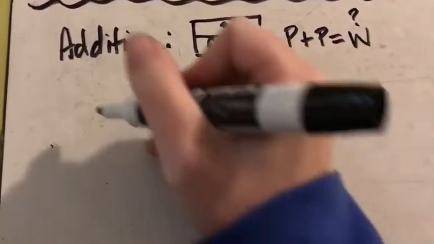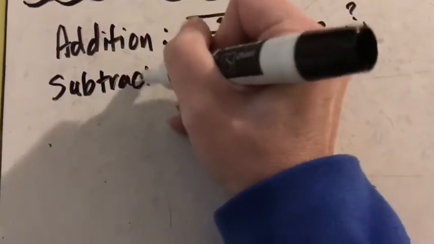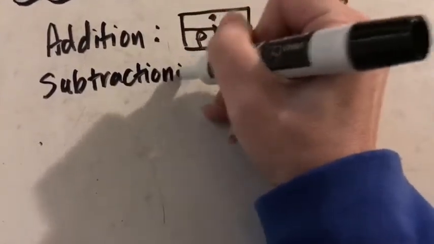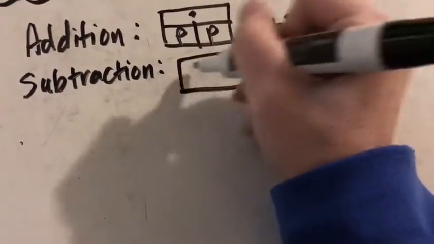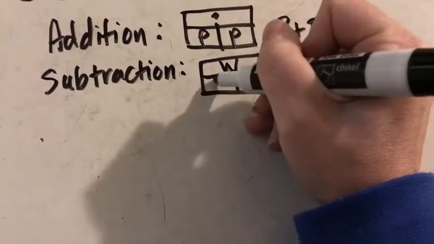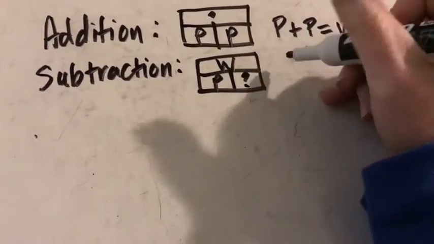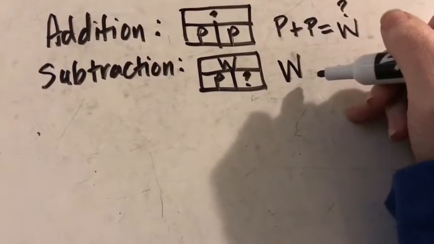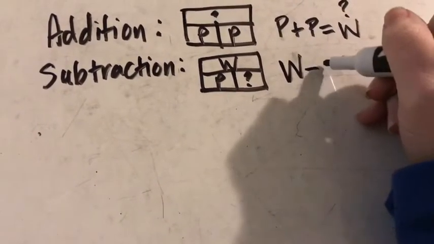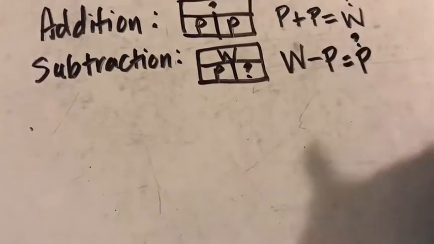Okay, now subtraction is related to addition. They are both additive operations. They are related. So when you have subtraction, you know the whole and you know one of the parts, but you do not know the other part. So when you are subtracting, you're starting with the whole and you're subtracting a part, and what you do not know is the other part.